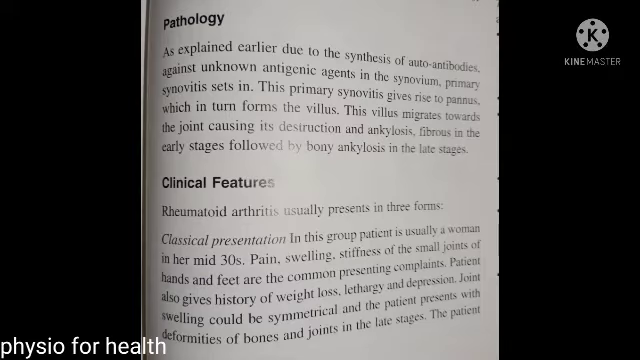Clinical features: rheumatoid arthritis usually presents in three forms. Classical presentation: in this group the patient is usually a woman in her mid-30s. Pain, swelling, stiffness of the small joints of hands and feet are the common presenting complaints. Patient also gives history of weight loss, lethargy and depression. Joint swelling could be symmetrical and the patient presents with deformities of bones and joints in the late stages.